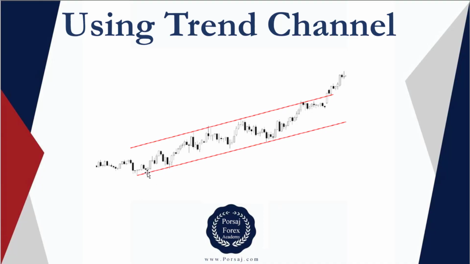Using trend channels, traders can consider buying near the lower trend line in an uptrend and selling near the upper trend line. Conversely, in a downtrend, traders may consider selling near the upper trend line and buying near the lower trend line. Trend channels can also help identify potential breakout or breakdown points. A breakout above the upper trend line could indicate a continuation of the trend, while a breakdown below the lower trend line might signal a potential trend reversal.